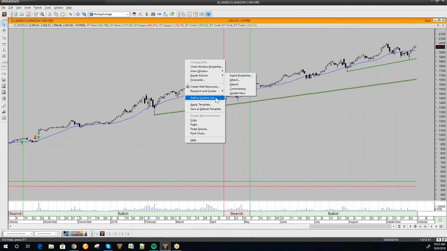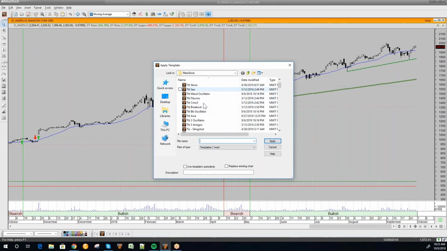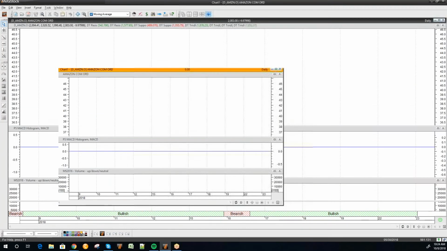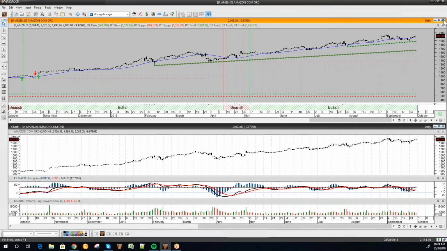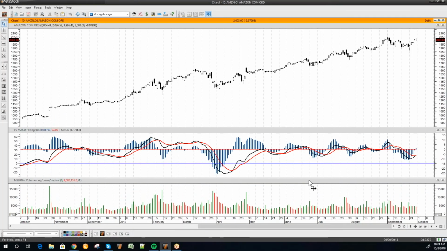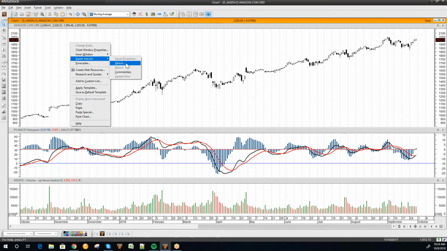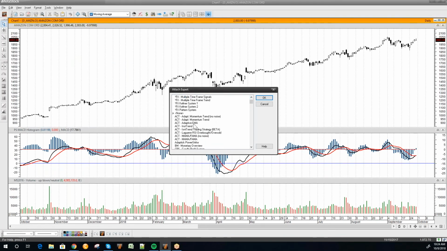Now I'm going to go ahead and apply one of our templates here, staying true to the example that I'm using. I'm going to go ahead and attach the MACD here. Now with this, I'm going to close down my other template here. I have our MACD oscillator, and I can come in here and just add the MACD expert advisor, which is going to give me the specific buy and sell signals that I am looking for.